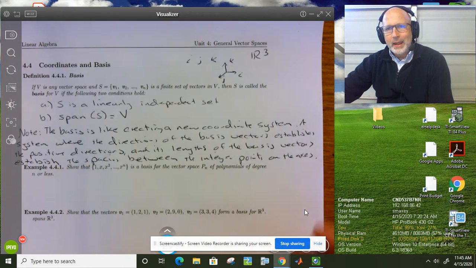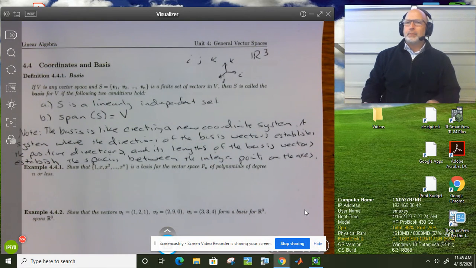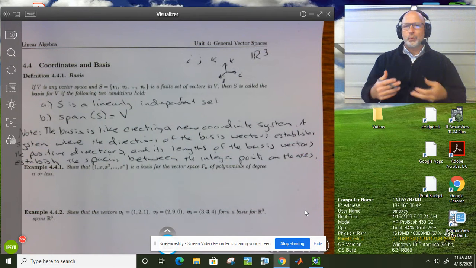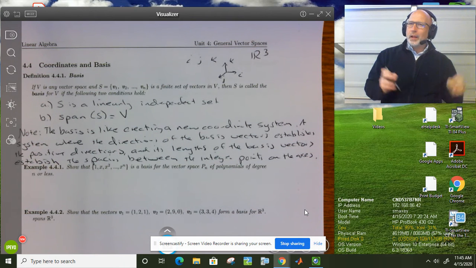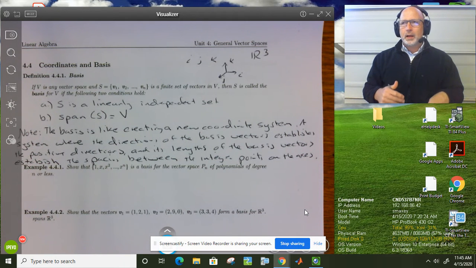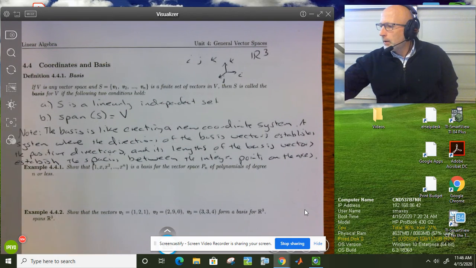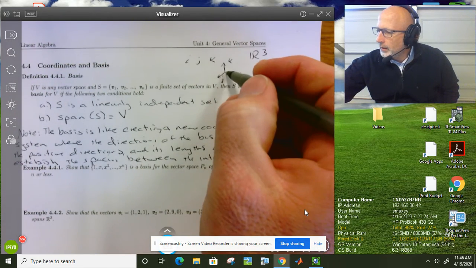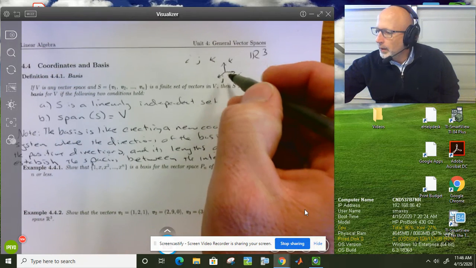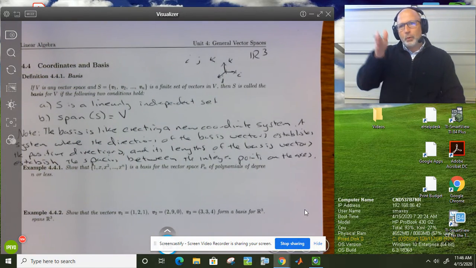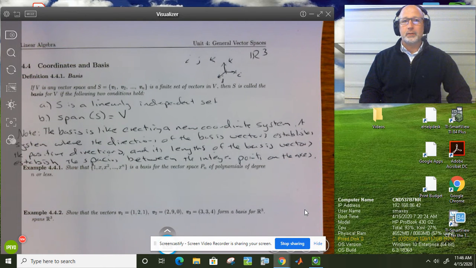Now, i, j, and k are unit vectors, which means they have a length of 1. You have to be careful what you mean by 1 here. 1 what? 1 meter, 1 yard, 1 foot, whatever it is. 1 is a relative term when we're talking about quantities. So the length of 1 is the distance from here to there. This establishes what 1 is, what 2 is, what 3 is, and so on.